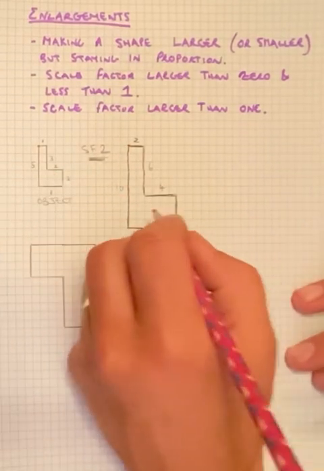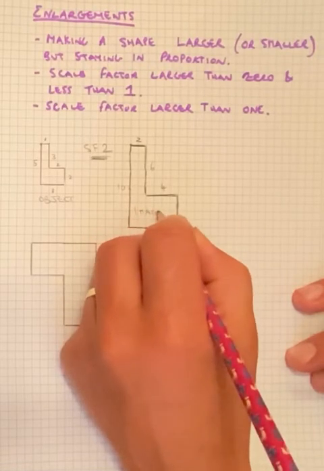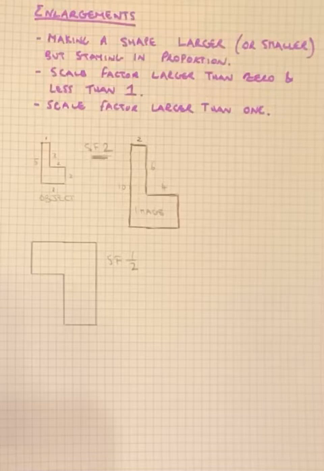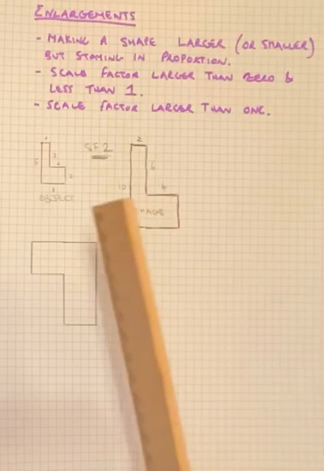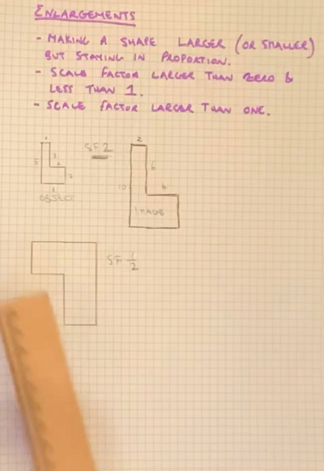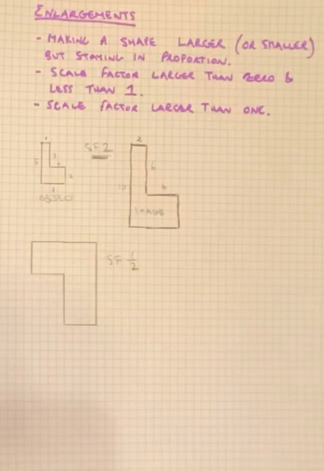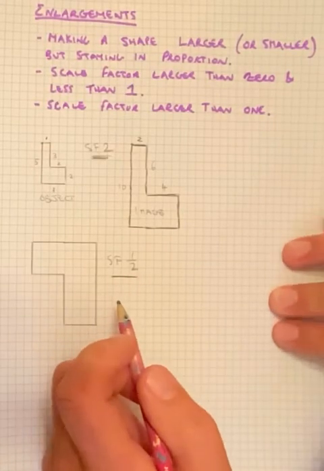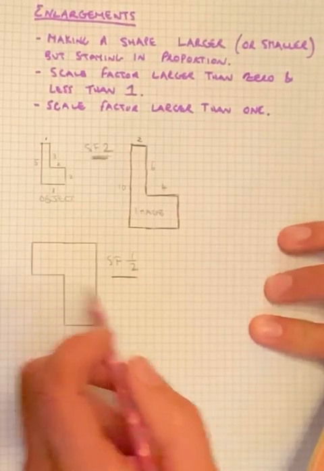So this is what we refer to as our image, the shape after it's been transformed. Okay, and we're done. So this is our starting shape, and this is our shape after it's been enlarged by a scale factor of 2. The next one then, you'll notice we've got this kind of like a backwards R, I'm going to call it. And this time we're going to use a scale factor of a half. But before I do that, I'm just going to write down the measurements of the lengths as before.